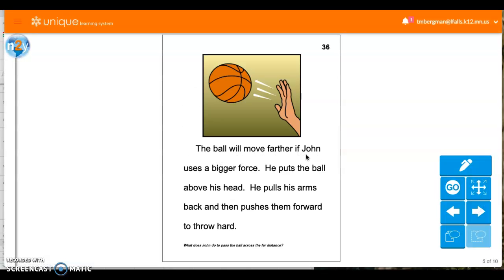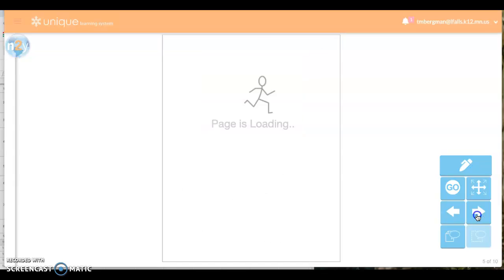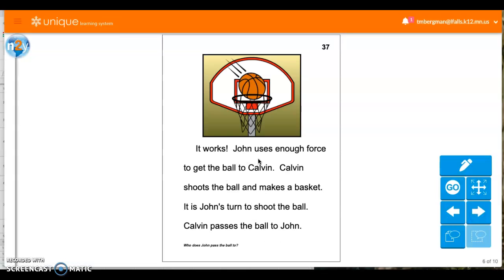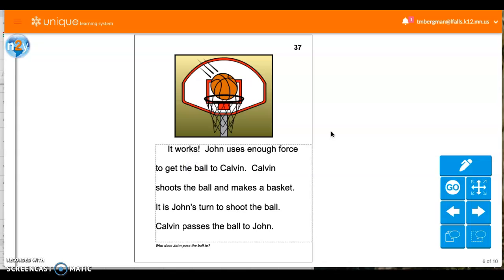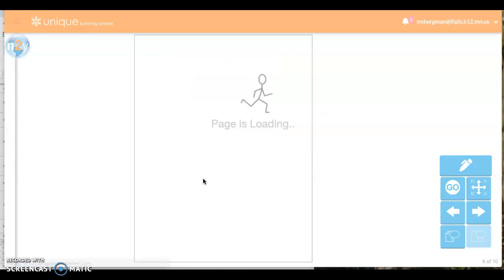The ball will move farther if John uses bigger force. He puts the ball above his head. He pulls his arm back and then pushes them forward to throw hard. What does John do to pass the ball across the far distance? Yeah, he needs to use force, right? So he is pulling way back and then he's going to throw that ball and he's going to use a lot of force when he does it. If he didn't use a lot of force, the ball wouldn't make it all the way over to Calvin. It works. John uses enough force to get the ball to Calvin.